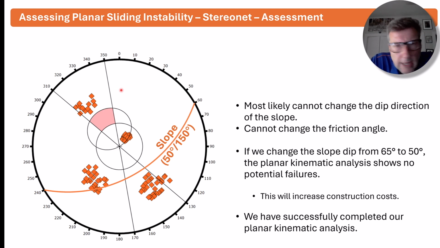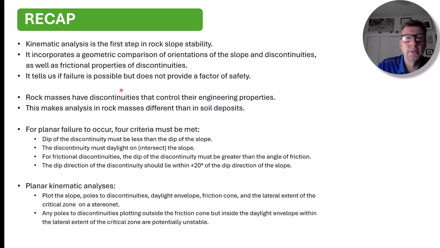And we may say, that's awesome, right? We've solved our problem. However, now we're really laying back that slope so it's less steep, which is probably going to increase our construction costs. And so if that's the case, now we may have to consider stabilizing the slope some way. However, for summer school, we have successfully completed our kinematic analysis for sliding failure in rock masses. We're not done yet, though. We have to have our recap.